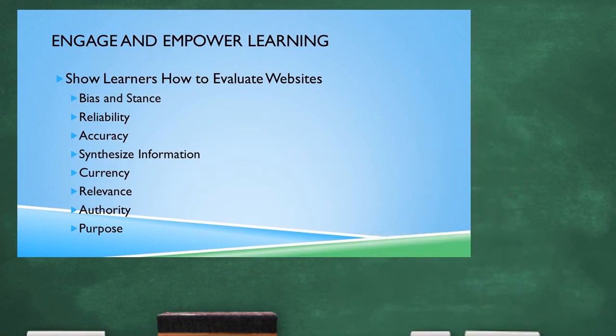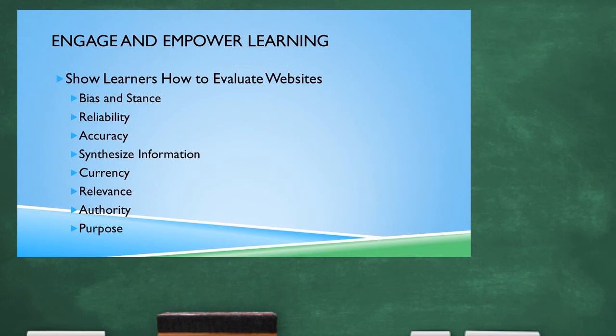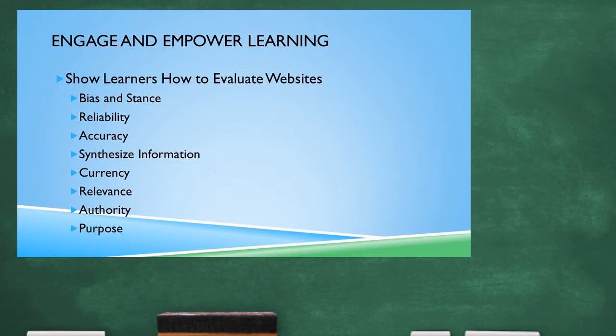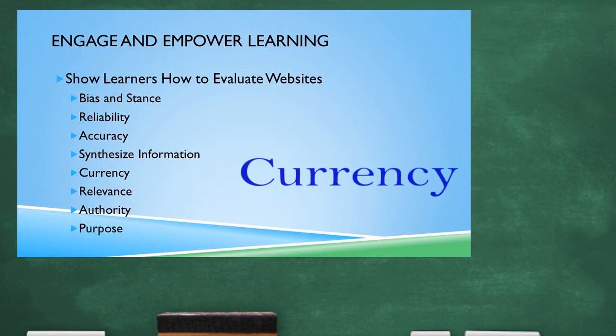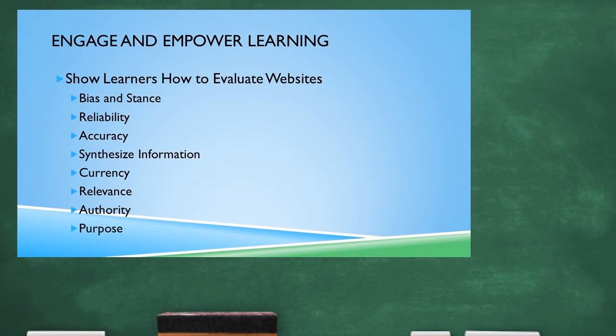The criteria can include all or some of these facets: assessing the bias and stance the site contains, determining how reliable the site is, determining the accuracy of the content on the site, synthesizing the information presented in a meaningful way, the currency or timeliness of the website, relevance or the importance of the information to the unit, the source of the information or the authority of the author, and the purpose of the website or the reason it exists.